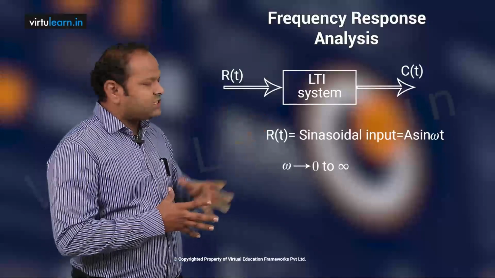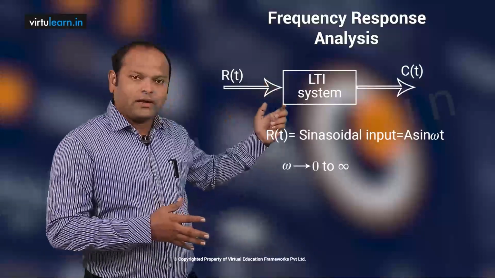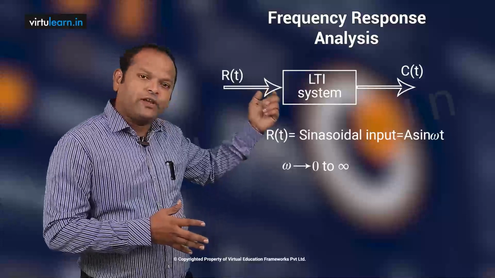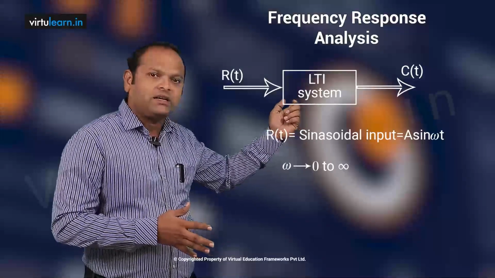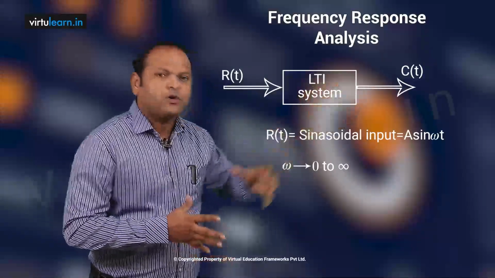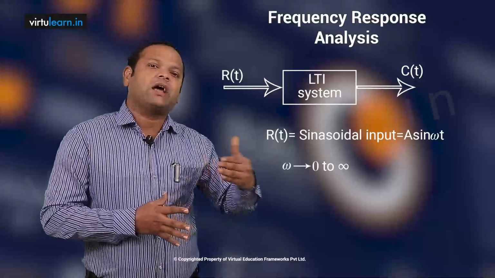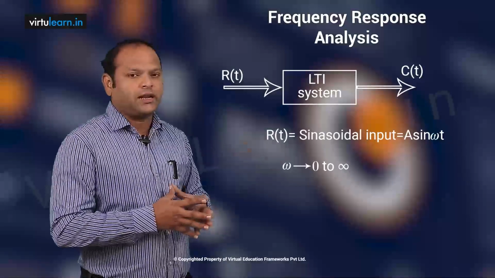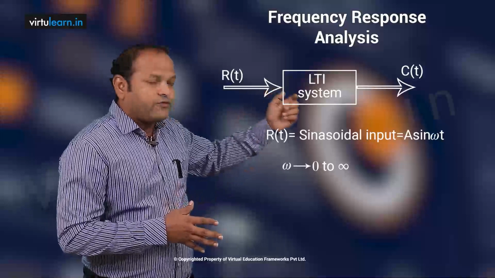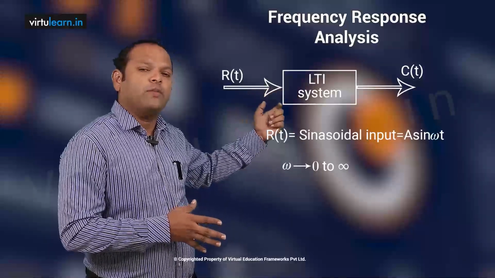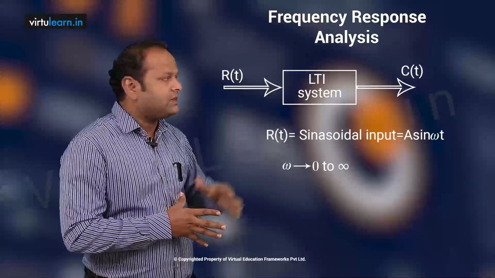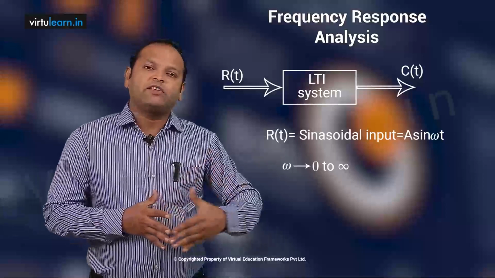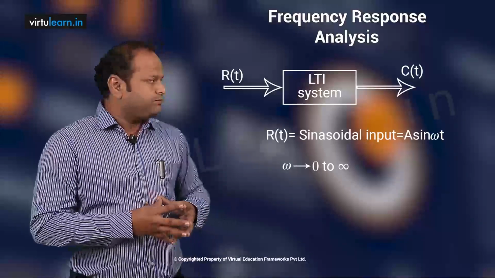In the same function, A sin omega t, if you fix the omega and vary the time t, whatever response you get is the time response for the sinusoidal input. Whereas if you fix t, and vary the omega from 0 to infinity, then that response is the frequency response of the system.